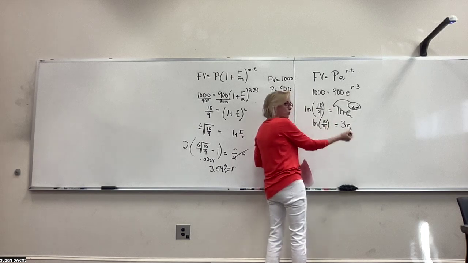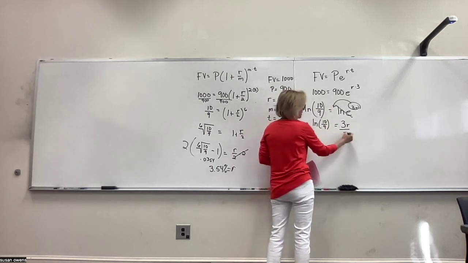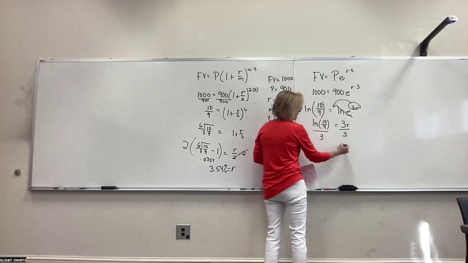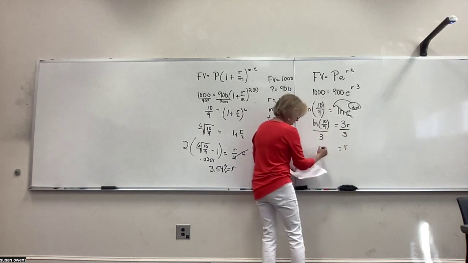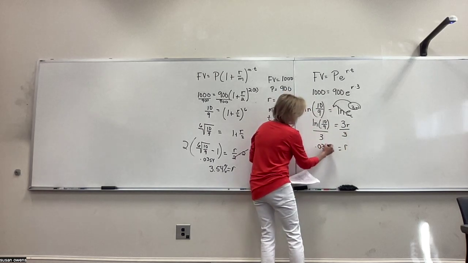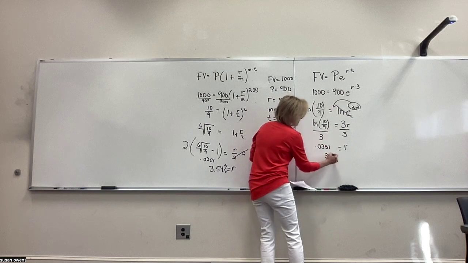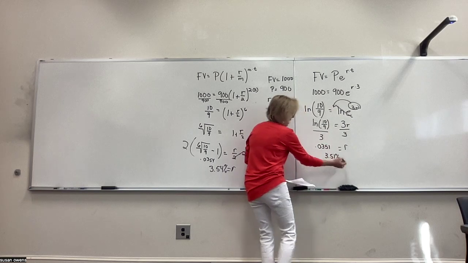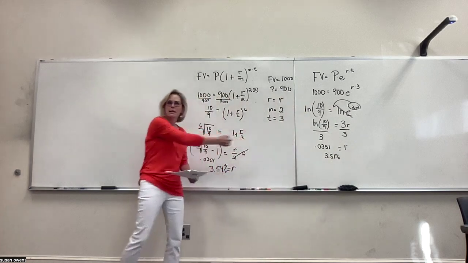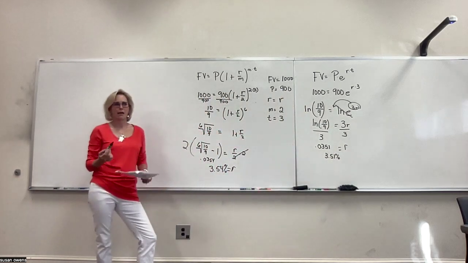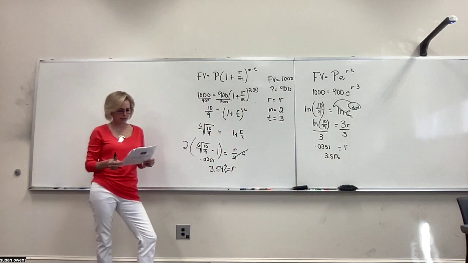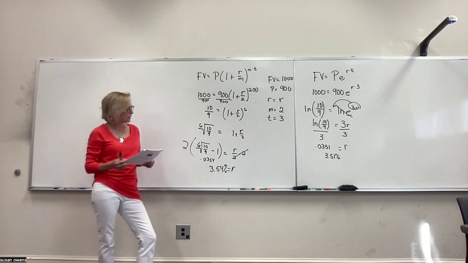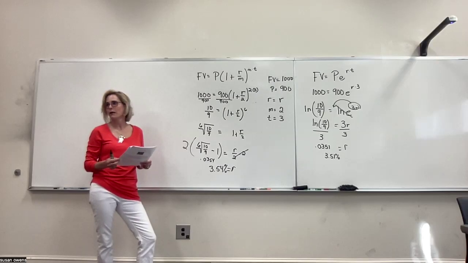The 3 is multiplying by the R, so to get rid of it, we divide. And I got R is equal to 0.0351, which is 3.51%. So that shows the difference in those interest rates by having that 4 decimal places. I divided by 3 to get the R by itself, because it was 3 times R.